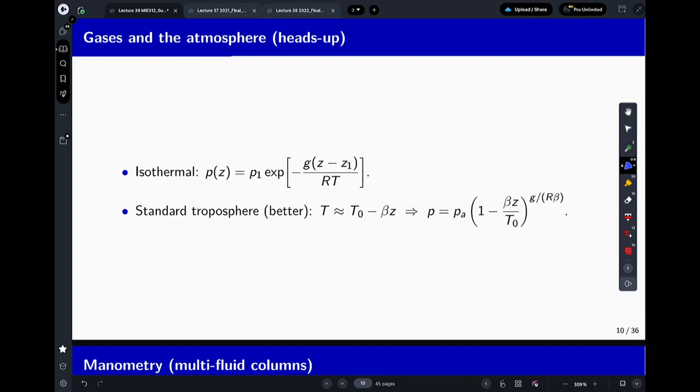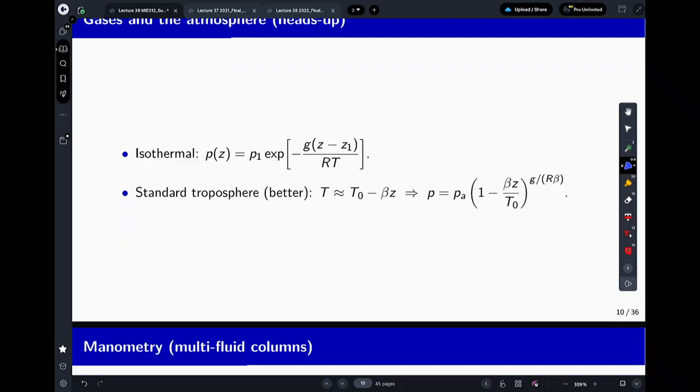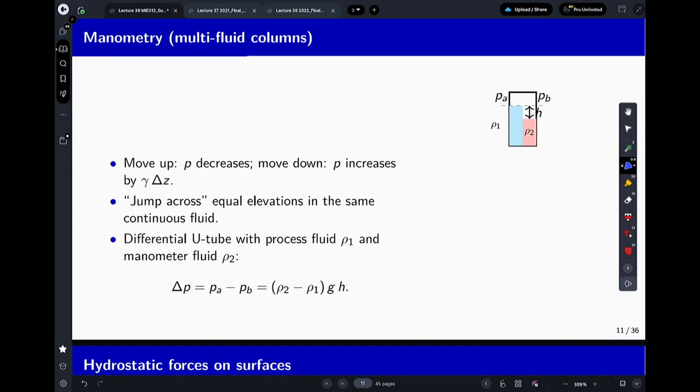For isothermal cases, you can calculate pressure in terms of the change in height, which is related to the density over RT, and you can do that for atmosphere or standard troposphere. I don't know if, did you ever do that? Did you see these equations? Okay, you should know what they are, but not much more than that.